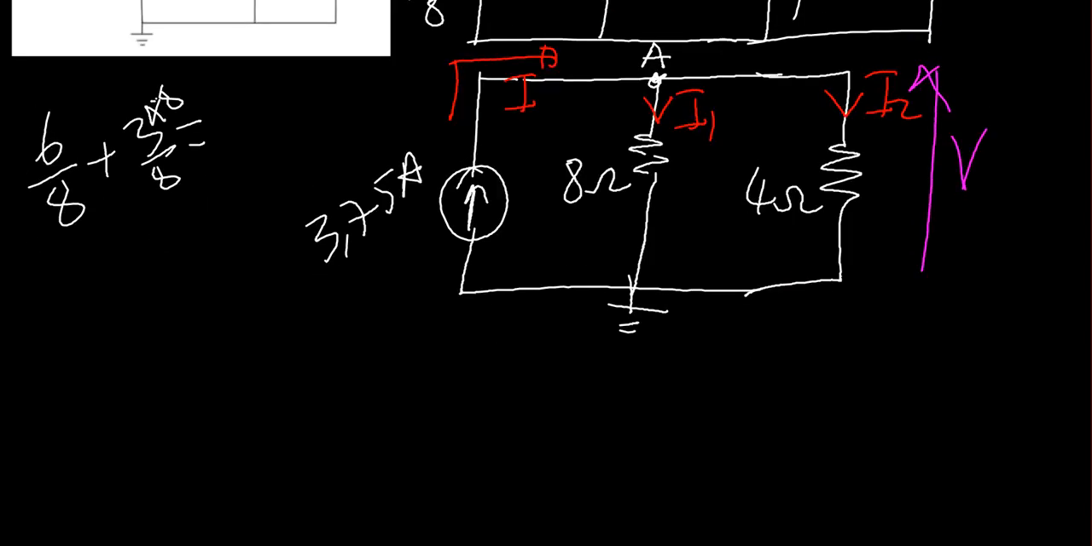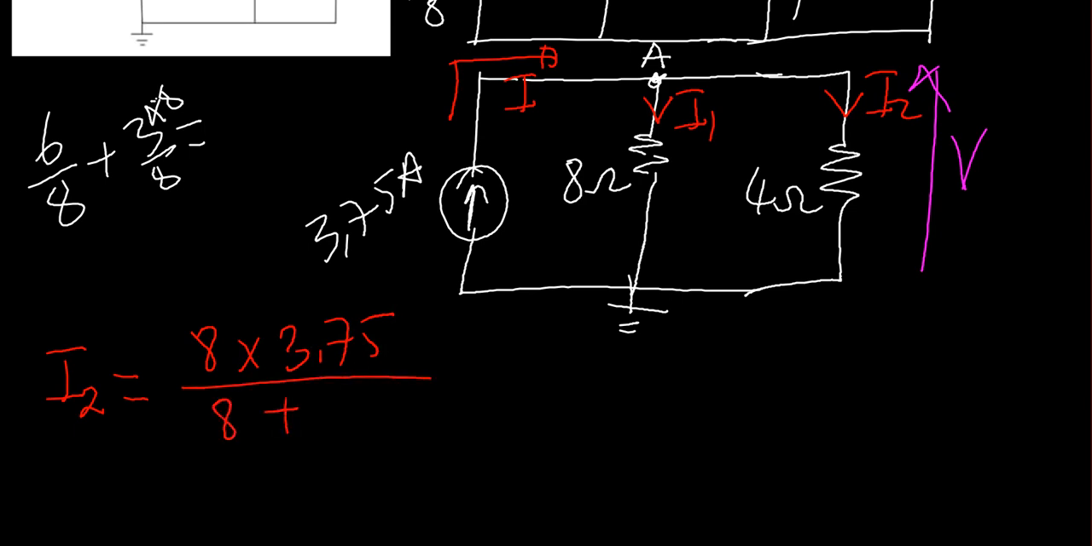Let's say the current I2, by applying the current divider, will be equal to 8 ohms times the main current, which is here 3.75, divided by 8 plus 4. Let us apply this expression together. Okay, this operation is going to give 2.5 amps. This means that the current I2 is equal to 2.5.